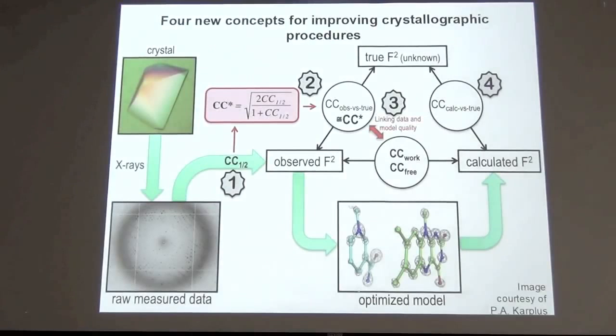This is summarizing these procedures. So for crystal data, CC1/2 can be calculated just for the observed S squared, and we can estimate what the correlation coefficient between observed and true S squared is. This is what we would call CC obs versus true, and CC star is a very good estimate of this without any approximations. Then we can also say observed S squared and calculated S squared are related by CC work and CC free, which can easily be calculated. The link is here between CC star and CC work or CC free. You can just compare the two. There's one more thing here that we don't have time for now.